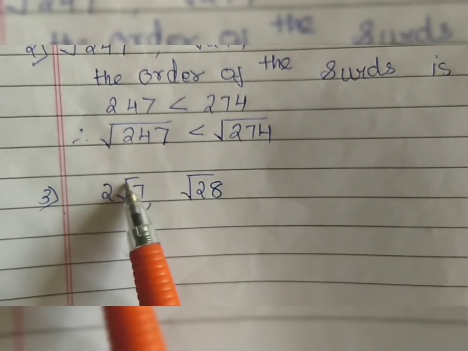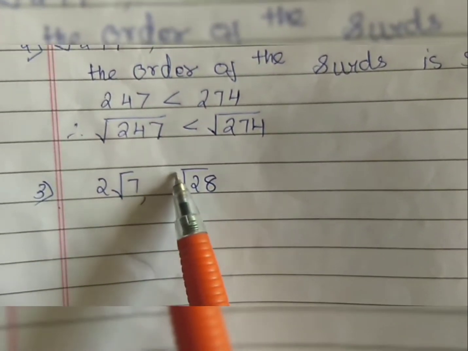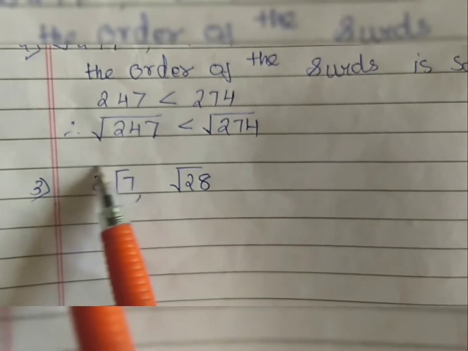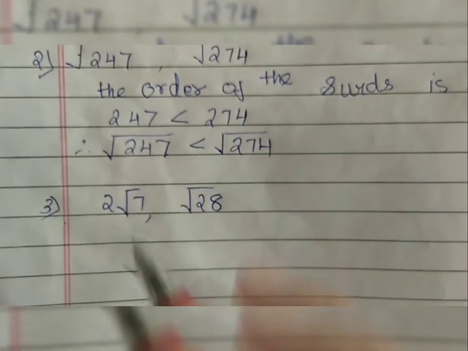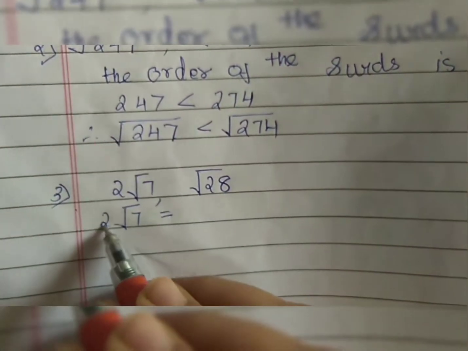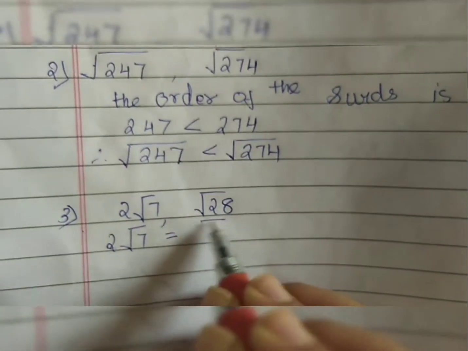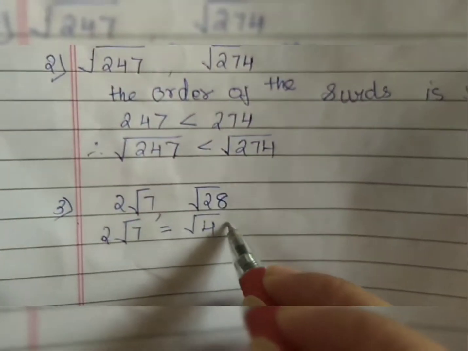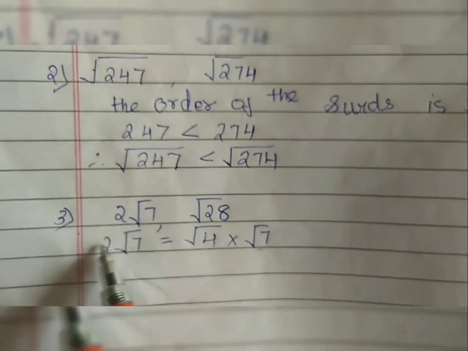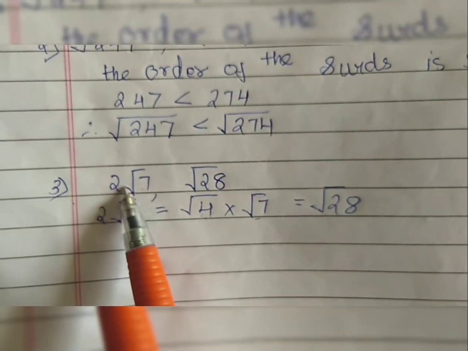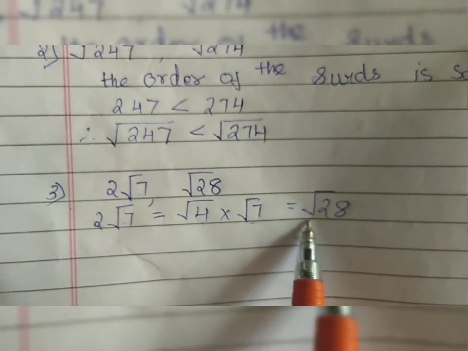Since the order is the same, the order of this surd is 2 and of this surd is also 2, that is square root, right? But this surd is in the simplest form, so again we'll convert this. We put this 2, the whole number, into a radical sign, that is 4, because the square root of 4 is 2. So it is one and the same, multiplied by root 7. Root 4 multiplied by root 7 will give you root 28. So this is how this simplified surd is converted into this form.